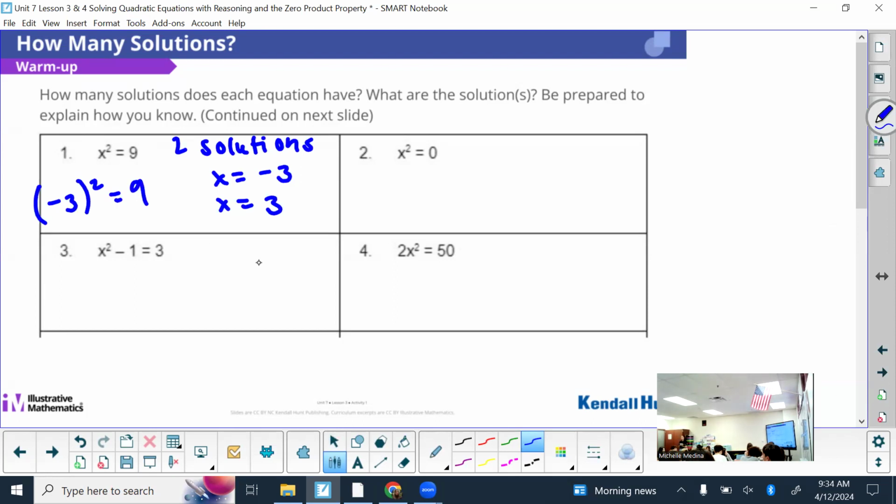Okay. Now, again, together as a class, how many solutions does number 2 have? 1 solution. What is the 1 solution? 0. Earlier, someone said 0 and -0. 0 is technically not positive or negative. Okay, so if it says x squared equals 0, only 0 squared will give you 0. So that's why there's just 1 solution for that one.